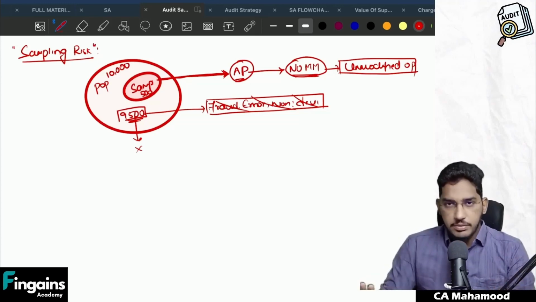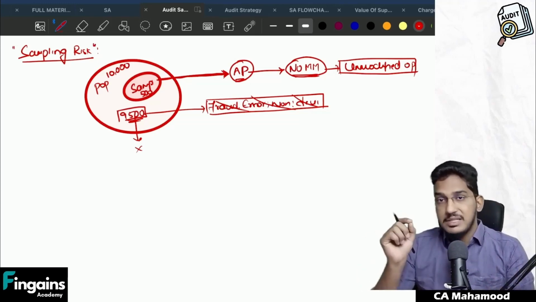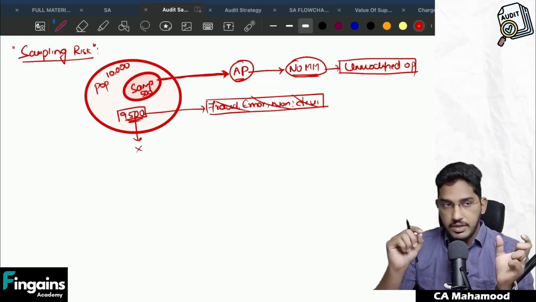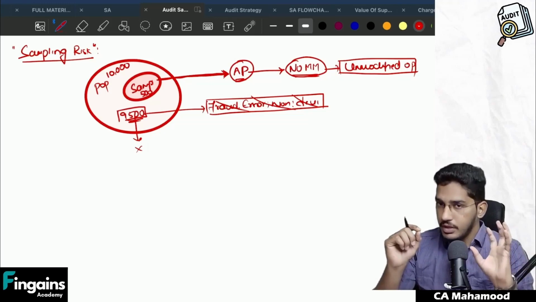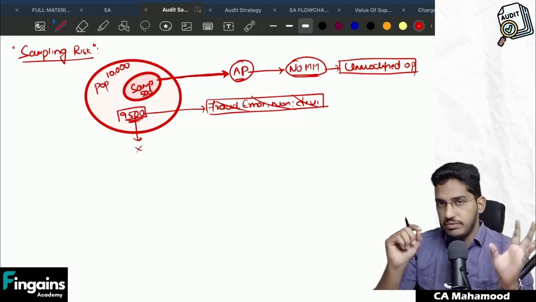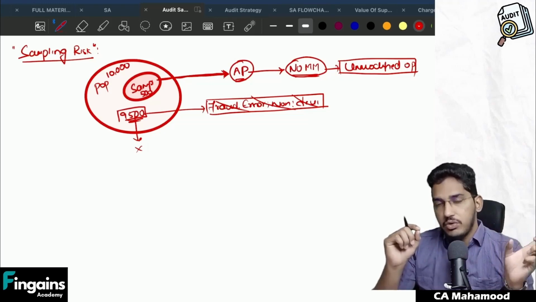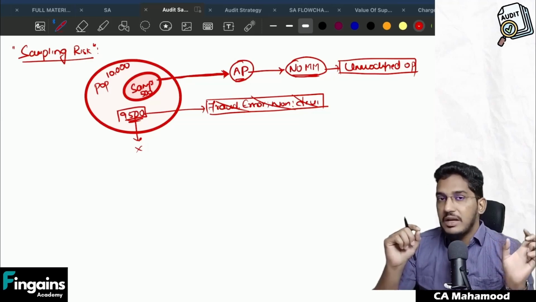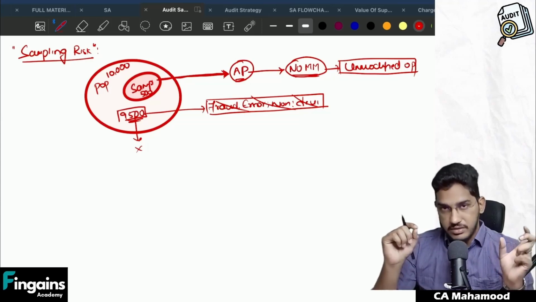In simple terms, what is sampling risk? Risk which is arising out of sampling. Since you are verifying transactions on sampling basis, you are ignoring so many items without verification. In those items, a fraud could be there, an error could be there, a misstatement could be there. That risk we call sampling risk.